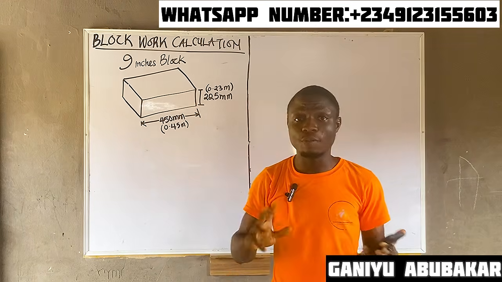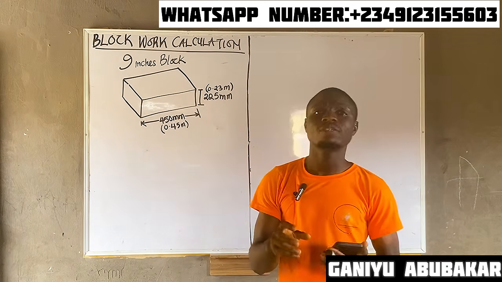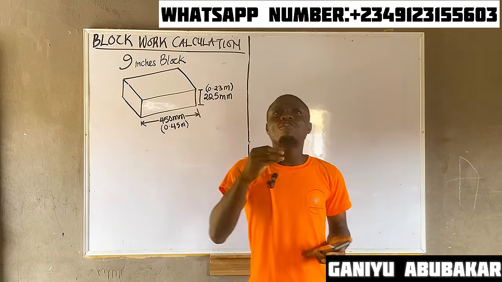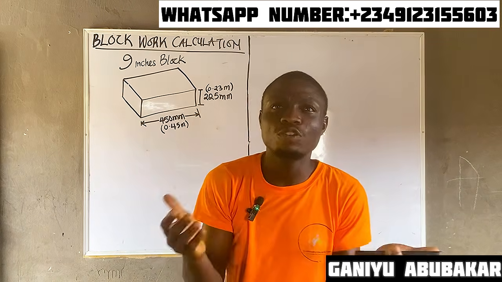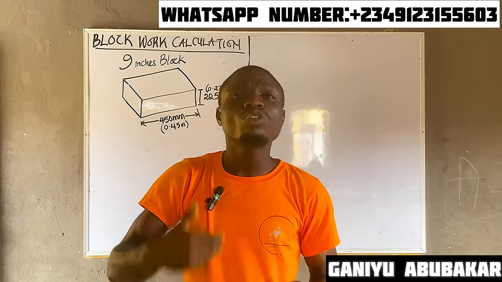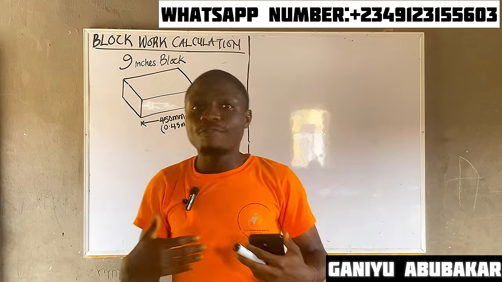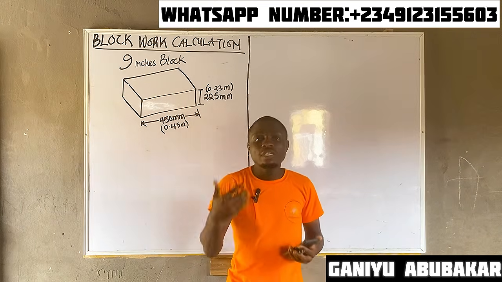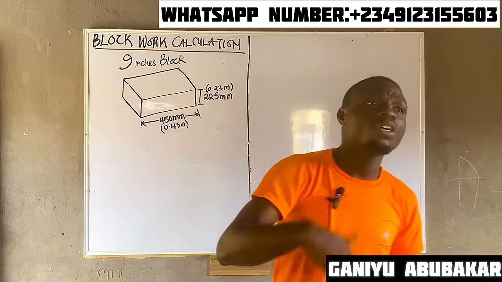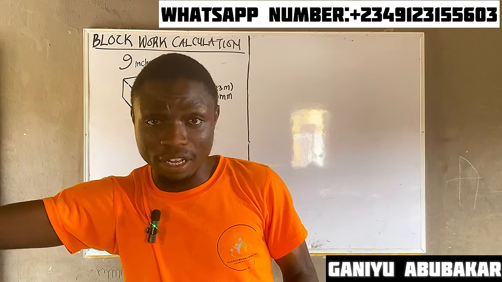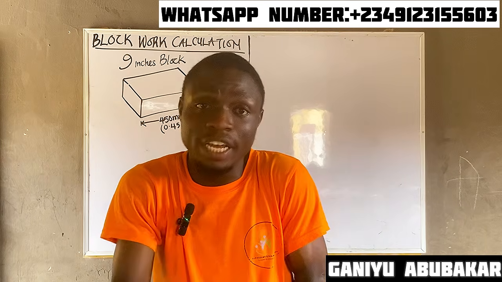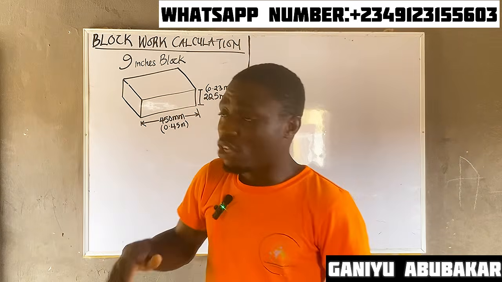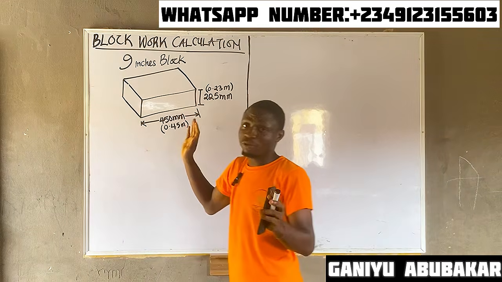So you can use that concept to better understand how to get the number of blocks you need on a site. First things first, before you start to calculate how many blocks you need, your first priority is to check which block size you want to use. For this class, I choose to use a 9 inches block. There are different types of block. We have 6 inches block, 9 inches block, and several others. Your task is to ask your bricklayer or your engineer which size of block they are using. That's all. So for this class, I'm using 9 inches block.